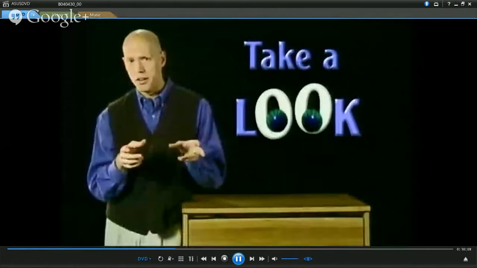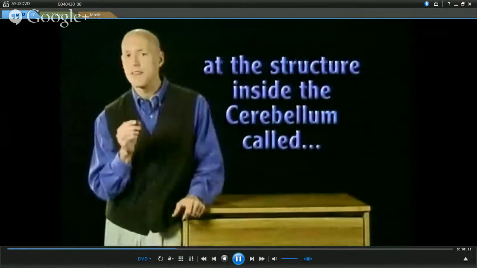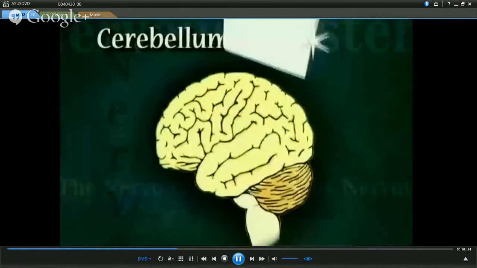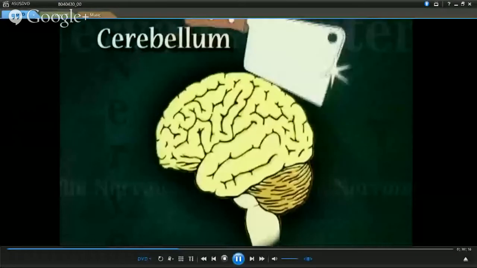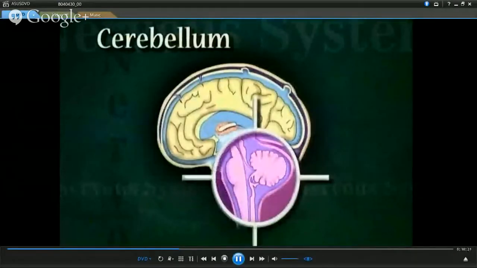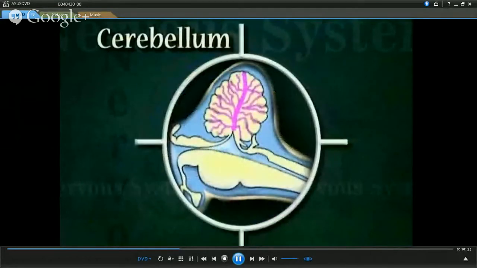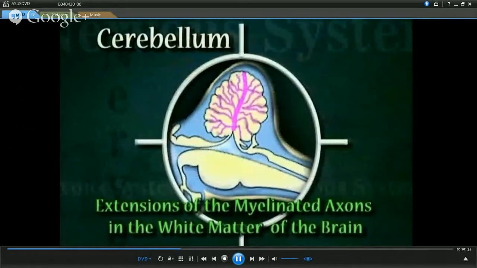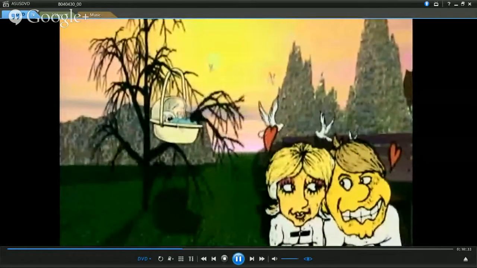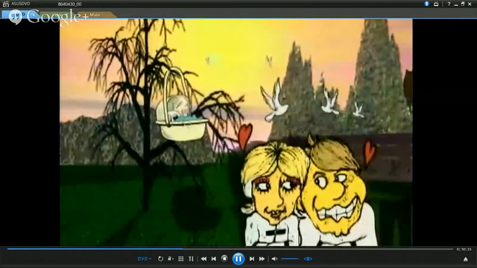You might also want to take a look at a structure that's contained inside the cerebellum called the arbor vitae. If you make a sagittal cut through the cerebellum, which is a vertical cut that divides it into two halves, you'll see a bunch of white branches. These white branches are extensions of the myelinated axons in the white matter of the brain. The patterns these extensions make are called the arbor vitae. Arbor vitae means tree of life, but only its really close friends call it that.